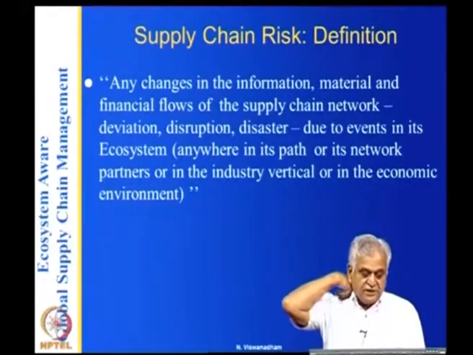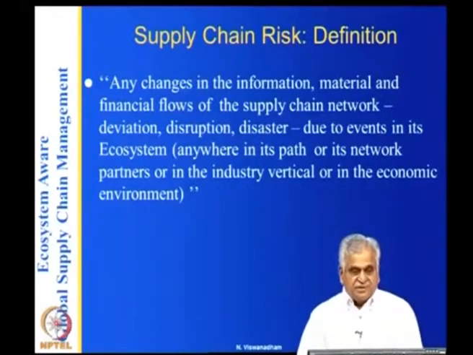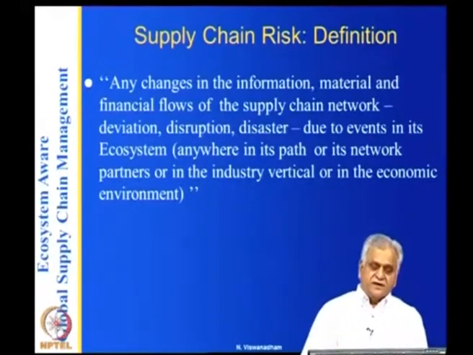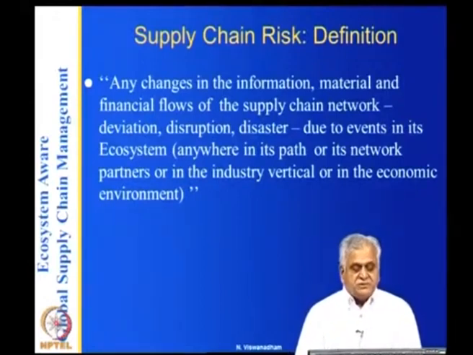There could also be problems in the industry vertical. For example, if you have Barbie dolls, and there is lead in the paint of the dolls, then the entire doll vertical gets affected. And similarly, mad cow disease or H1N1. These are the kinds of things which will affect the entire industry vertical. So, basically, one has to look at all the factors that will affect your supply chain.